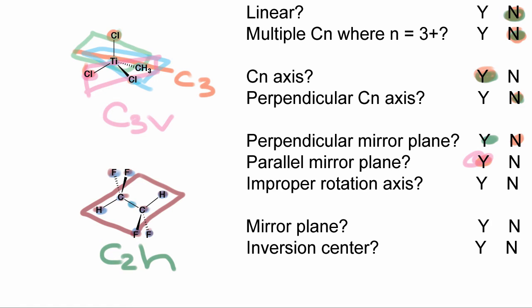So if you give me a moment, I'm going to clear out the board a little bit to bring in the other two molecules.